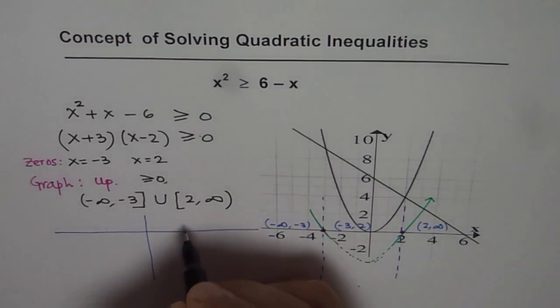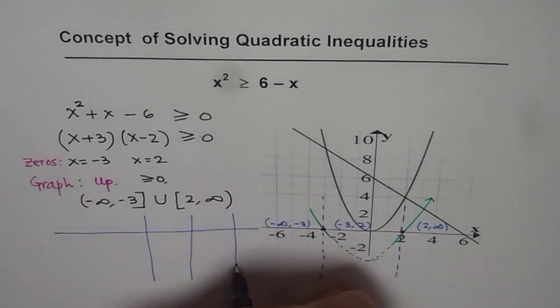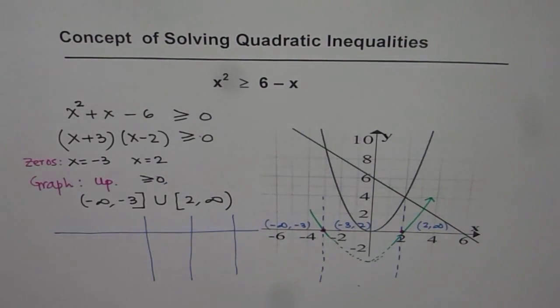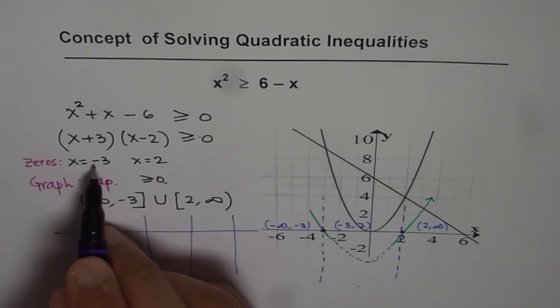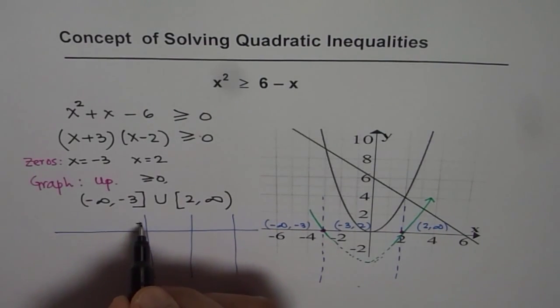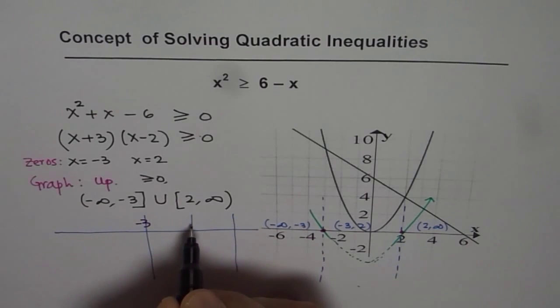So let me do that method also here, so that we summarize all the methods we have been discussing in one place. From here we know the zeros are at minus 3 and 2. So I'm writing my zeros at minus 3 and this one at 2.